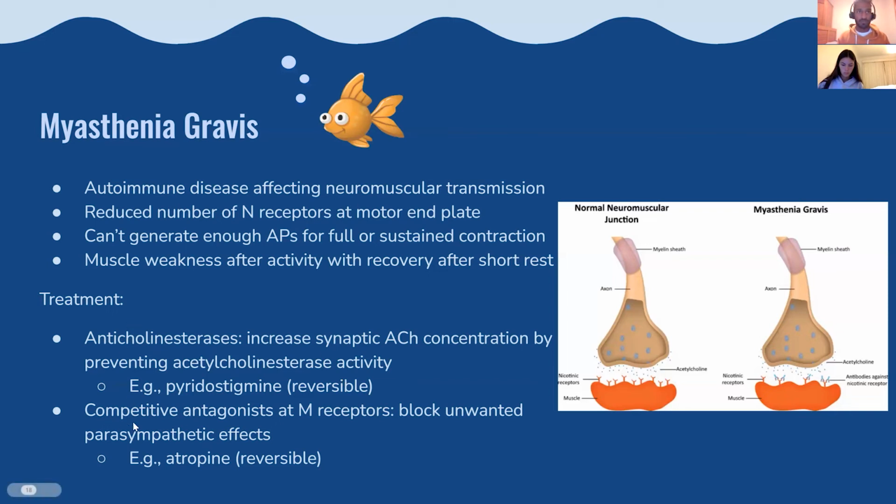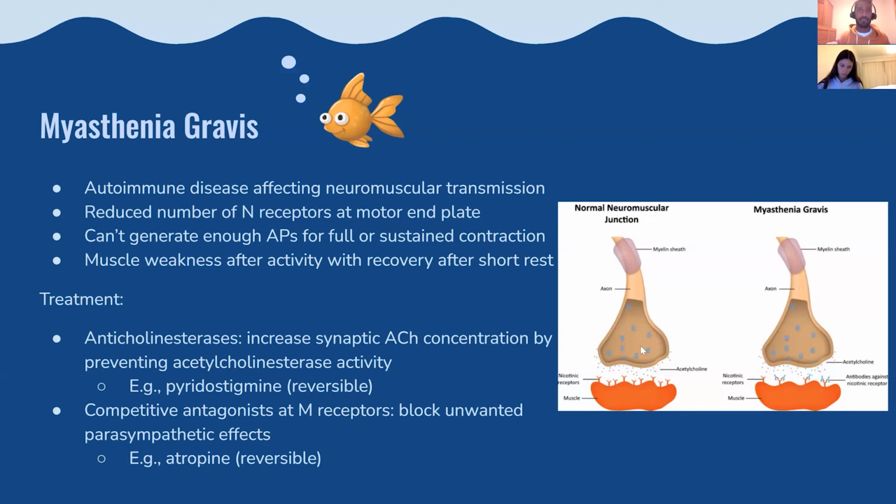We can also use competitive antagonists at M receptors. So remember, this is acetylcholine acting on N receptors, but acetylcholine could also act on M receptors, and we don't want the parasympathetic response all the time, right? Because if we have prolonged parasympathetic activation, it's not good for the body.